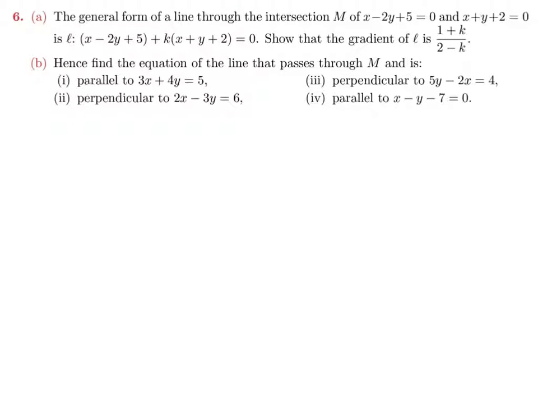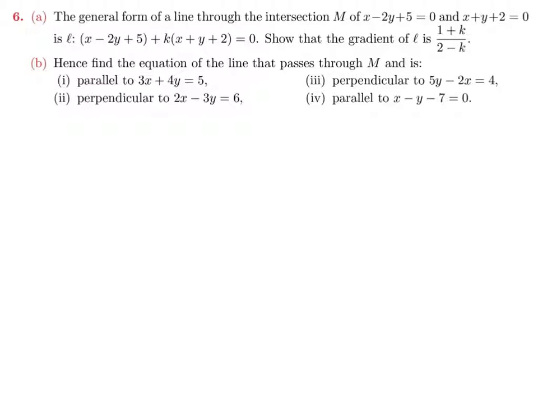So, question 6 should be pretty straightforward, but we'll just work through it. We've got the general form of a line through an intersection, pretty standard, and we want to show that the gradient of L is (1 plus k) over (2 minus k). Now, let's just rearrange L.